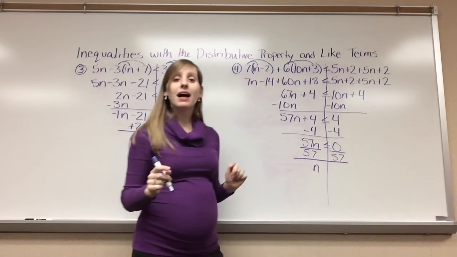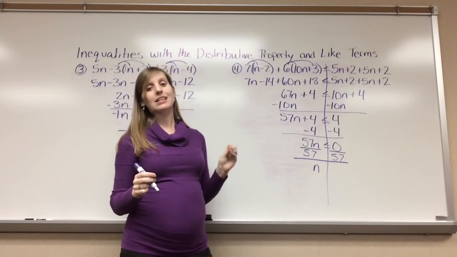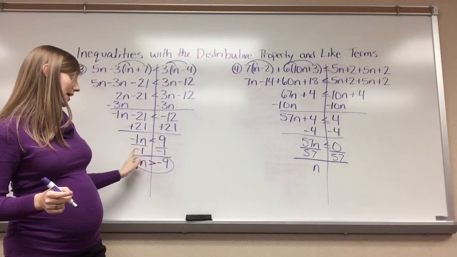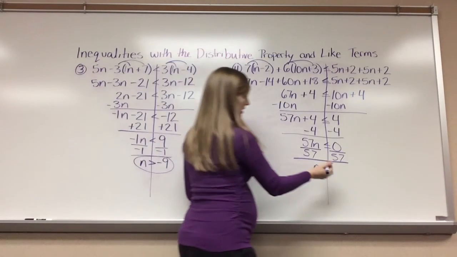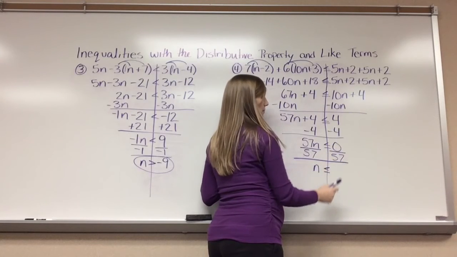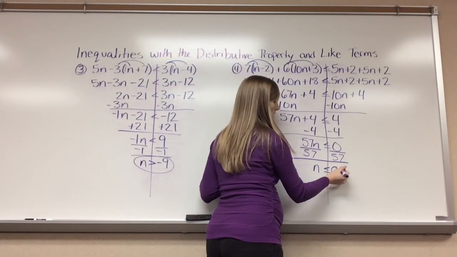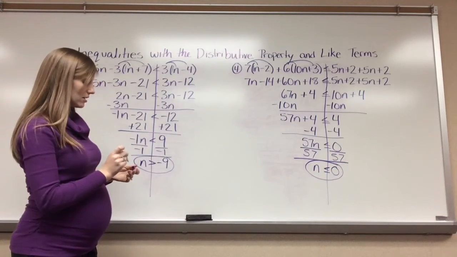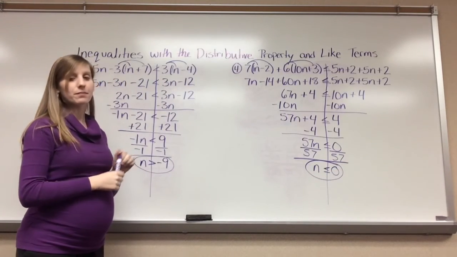Whenever you divide by a positive, you keep the inequality sign the same, okay? Only flip the sign if you divide both sides by a negative. So my inequality sign, less than or equal to, stays the same. And then 0 divided by 57 is 0. So n is less than or equal to 0 is the solution for problem number 4.